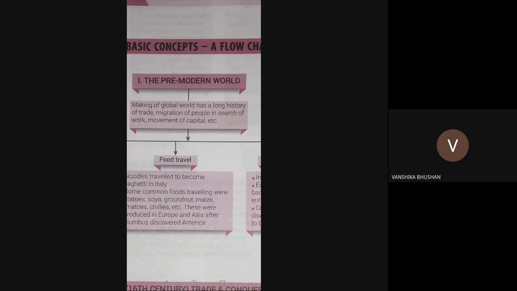I think it is also a textual question. Explain the three flows, right? The movement of goods, trade, movement of labor, movement of capital. Very good. Then let's talk about the Silk Route.